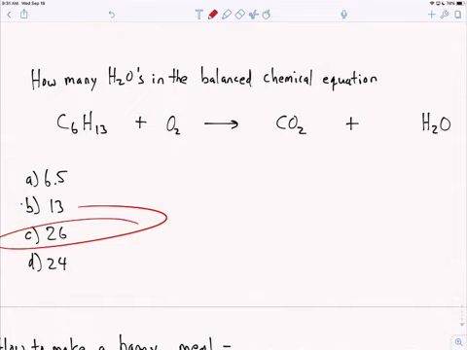There are 6 carbons in this molecule, which means we need to have 6 CO2s, because these 2 molecules on the left and on the right are the only ones that have carbon in them. So we know that the C6H13 means there's going to be 6 CO2s. For every 1 unit of C6H13, there's going to be 6 CO2s.